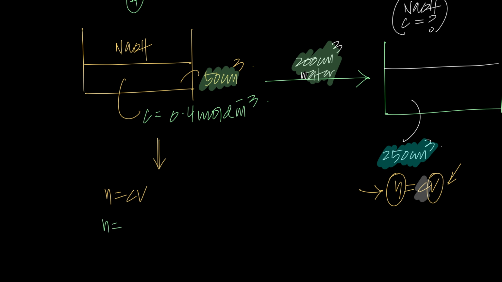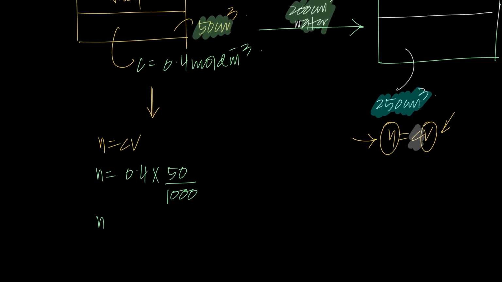Sir, how many moles of this solution do you have? n equals concentration, which is 0.4 molar, times the volume of this solution, 50 divided by 1000 because you want it in dm cube. How many moles of this solution do you have? 0.4 times 50 divided by 1000. Somebody help me out. Should I do it on my own? Nobody wants to help me. Okay, now you guys are answering. 0.02. So 0.02 are the moles of sodium hydroxide.